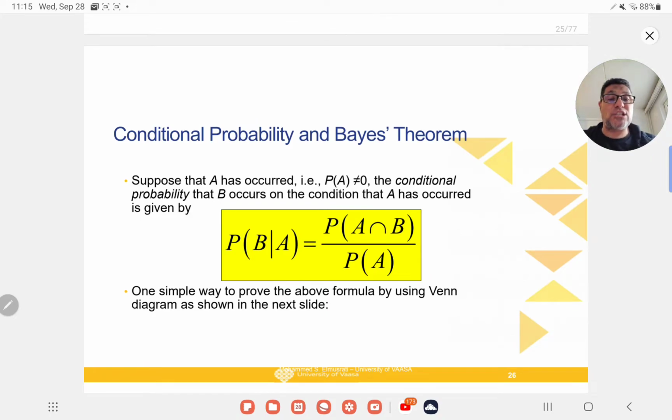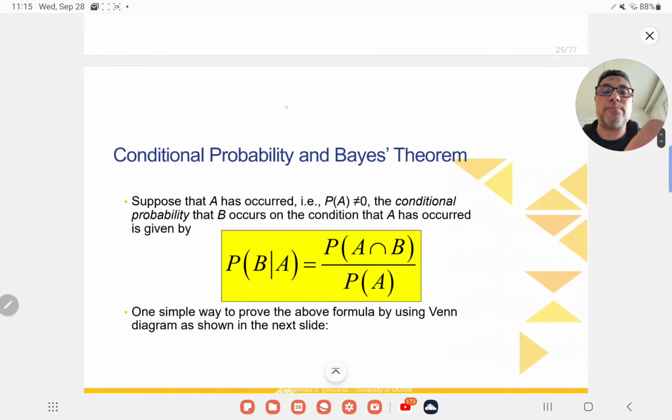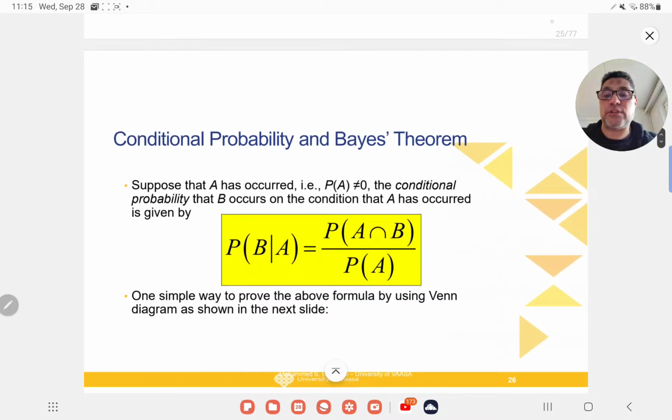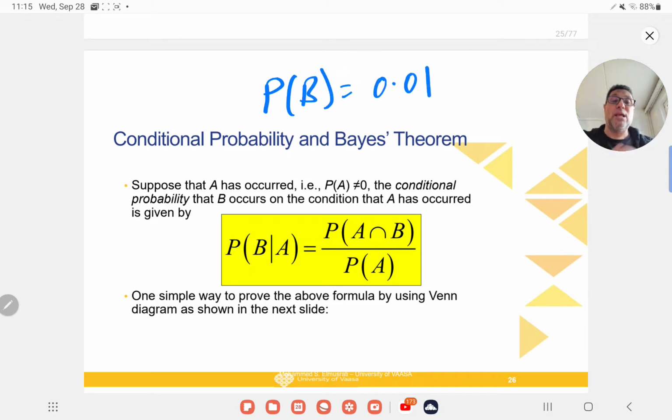It is 1%. So this is the probability of being diabetic, P(D), equal to 0.01. What does that mean? It means that if you take any random sample from this population, the probability that this person is diabetic is 0.01.